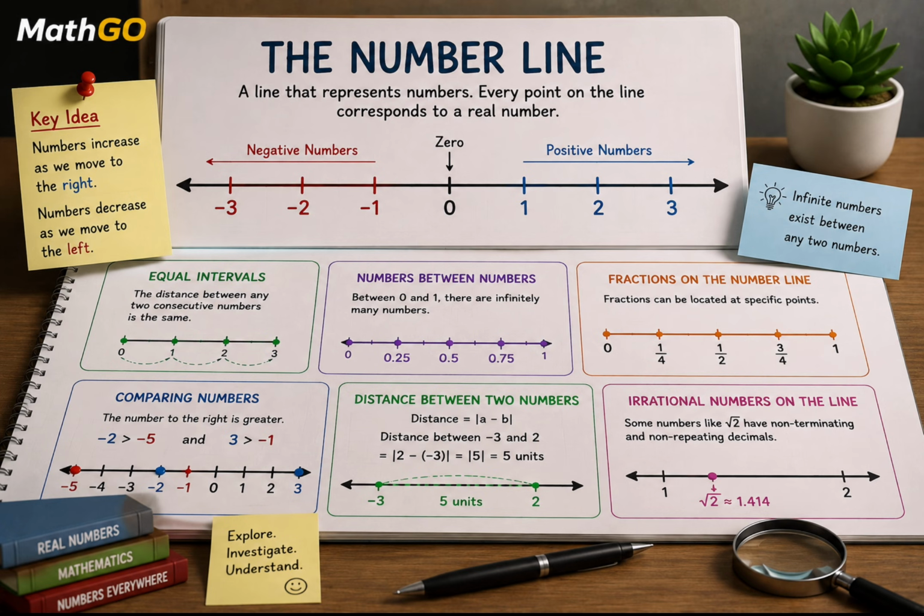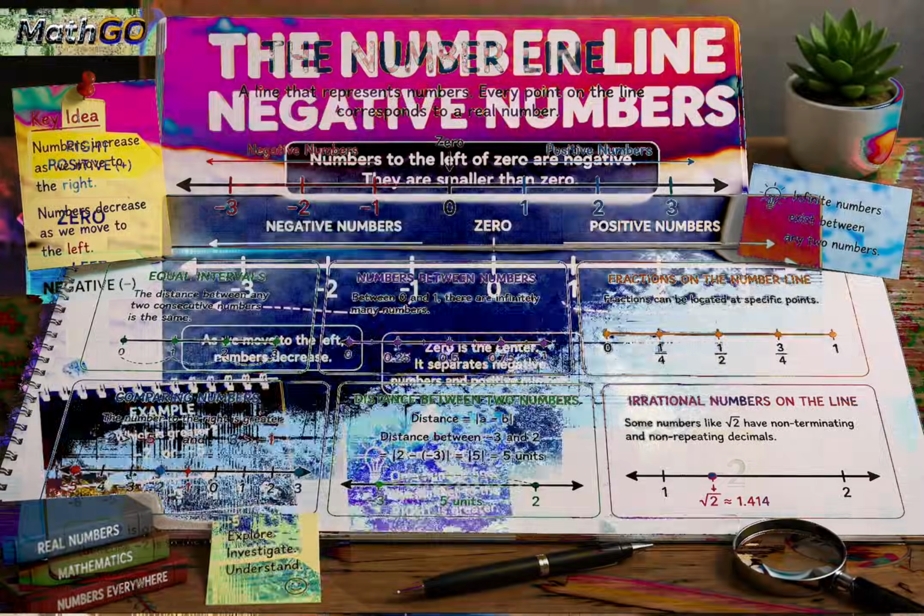But here's where our investigation gets interesting. Does the number line contain only integers? No, we can place fractions, decimals, and even irrational numbers on it. So the number line is not simply a tool for counting. It is a model of the real number system. And today we are going to discover exactly how.